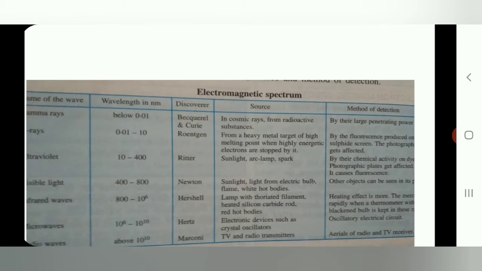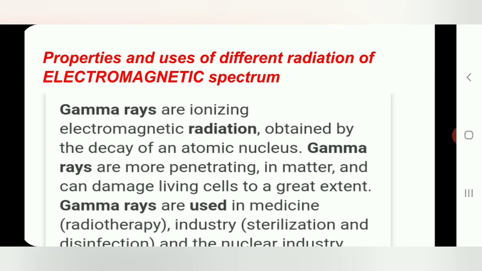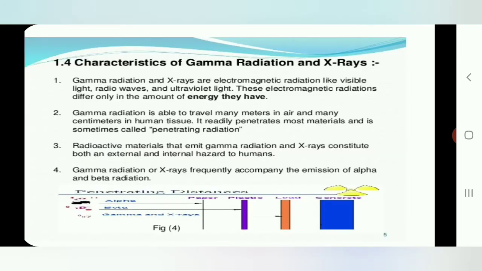Let's move to properties and uses of different radiations of the electromagnetic spectrum. So first of all we have gamma rays. These are the most energetic electromagnetic radiations of wavelength less than 0.1 angstrom. They are obtained in radioactive emissions when the nucleus of radioactive atoms passes from the excited state to the ground state. They are also present in cosmic radiations. Now we have some characteristics or properties of gamma rays.